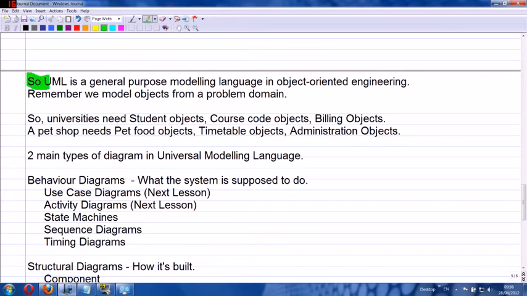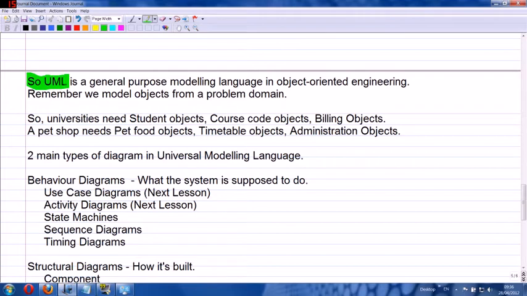First rule of computer science, don't think about what you don't need to think about. So I'm breaking that rule, aren't I, a bit? Anyway, UML is a general purpose modeling language in object-oriented engineering. And obviously, like we said before, we even said it in lesson 4, I believe, on one of those 42 points.